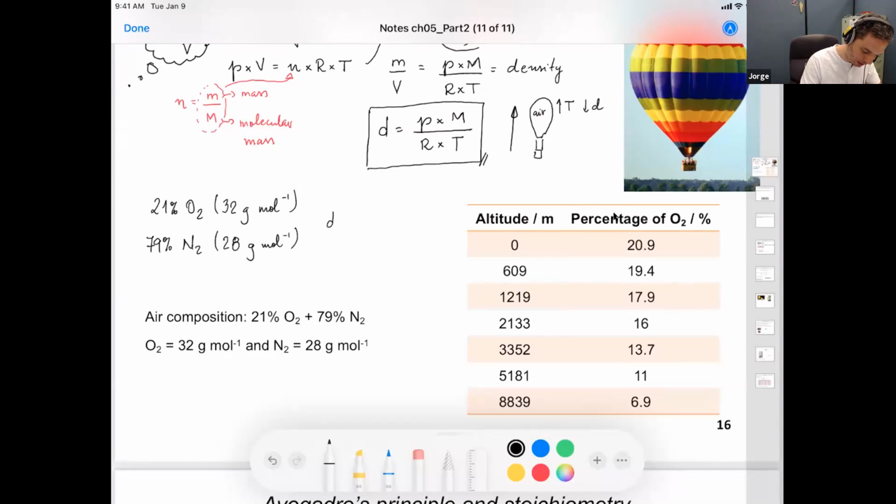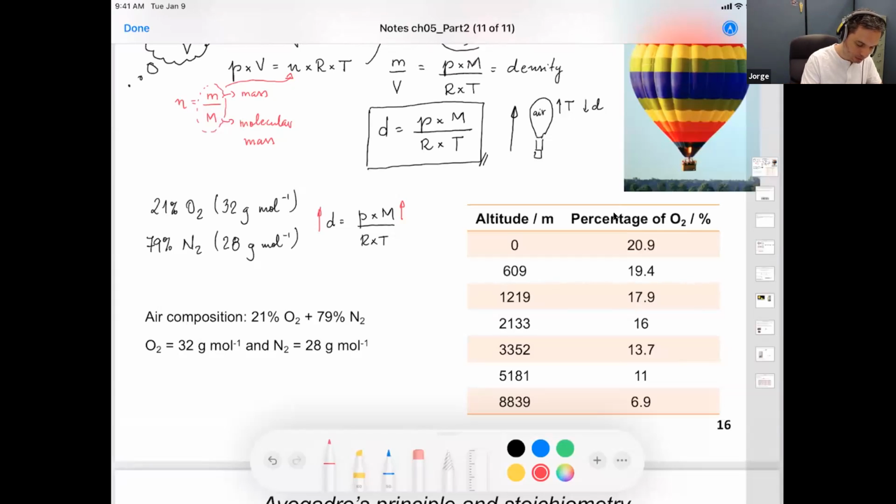If you look at the density formula, P times molecular mass divided by R times T, an increase in the molecular mass will mean an increase in the density. Therefore, the heavier the gas, the more dense the gas is, and this gas will sink.